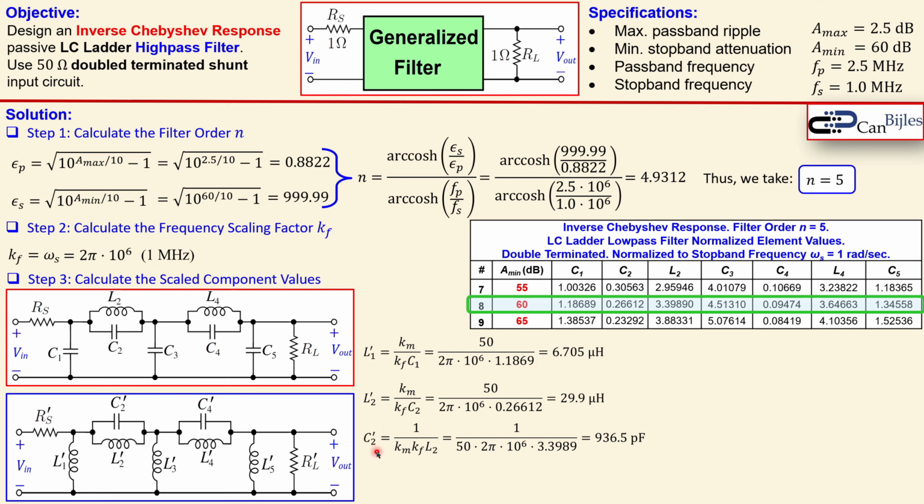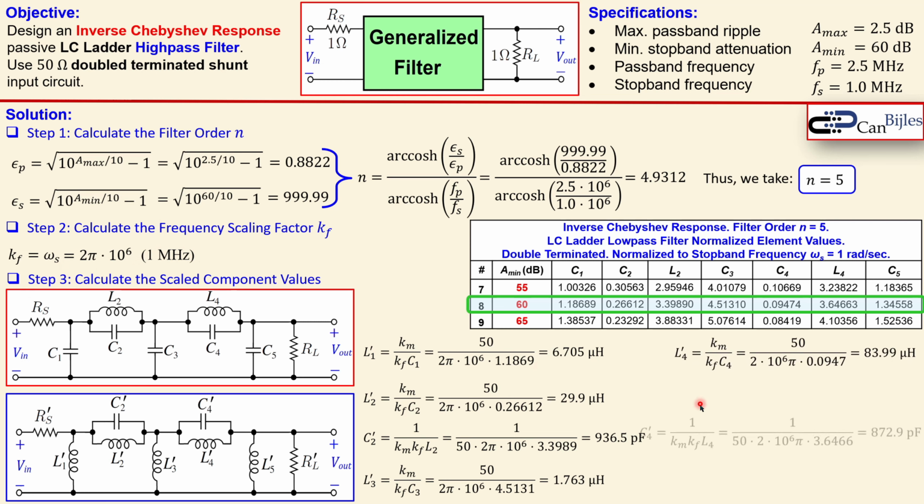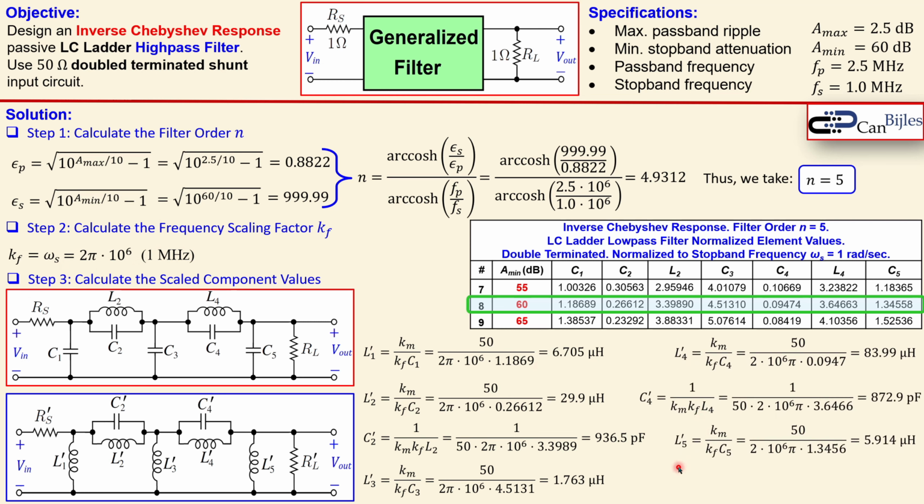Moving on to C2 prime, which is going to the L2. That's shown here. Everything is in a similar form, but then you look at the coefficient of L2, and you get here 936.5 picofarads. Now moving on to the next, the L3, which is looking at C3. So C3 is here normalized 4.5131. Again, the Km is 50, and the Kf is what we have set in step 2. Now moving on, a similar form for L4 prime, C4 prime, and also L5 prime.